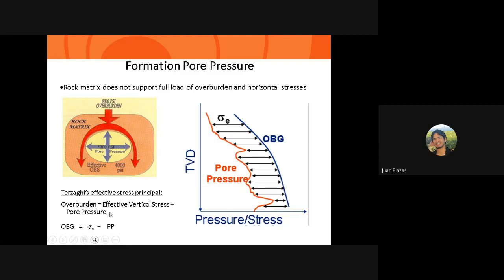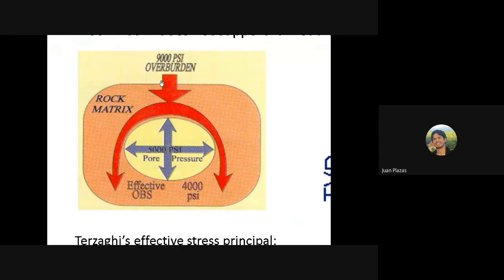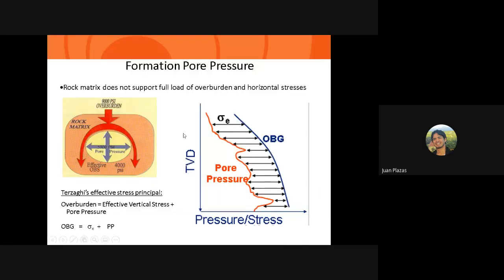Let me make it bigger if I can. Overburden now is 9,000 PSI pushing down, and pushing up we have the hydrostatic pressure, the formation pore pressure, 5,000 PSI pushing up, plus the rock matrix. So we have an equilibrium, a natural equilibrium. Gathering overburden data and vertical stress can help us to estimate formation pore pressure.